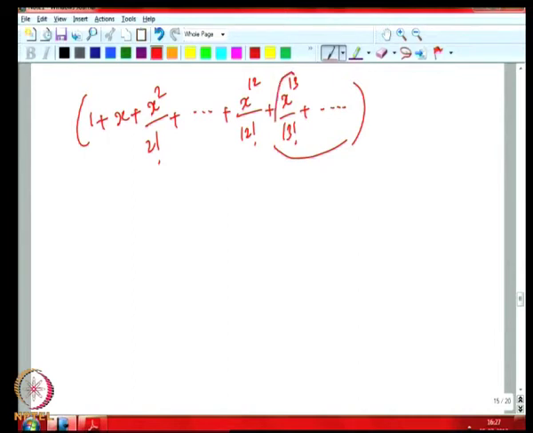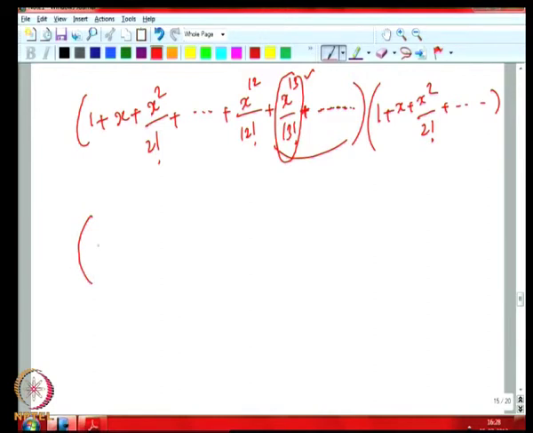Suppose I pick up x raised to 13 by 13 factorial, we are already above x raised to 12. So whatever term we produce by picking this and multiplying something from the other terms is not going to contribute to the coefficient of x raised to 12 at all. Therefore we can take it as a power series till infinity. We do not have to stop. Similarly for the red flags, 1 plus x plus x square by 2 factorial plus like that till infinity we can take.